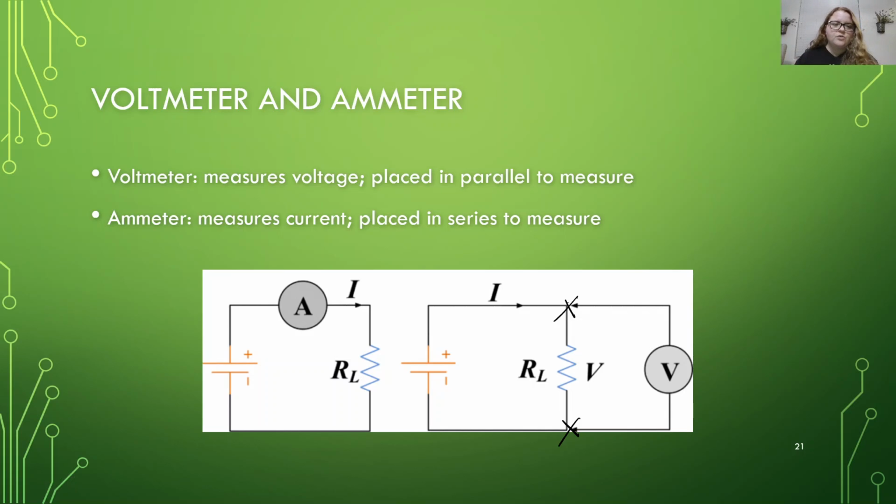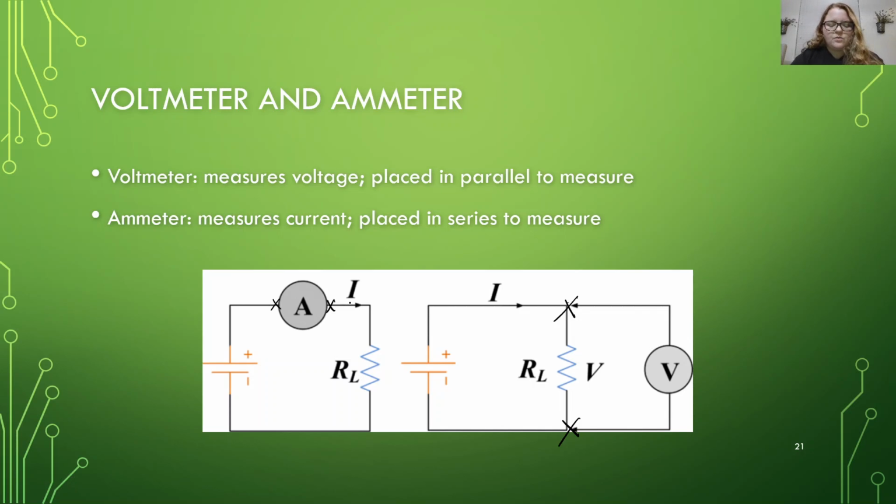The ammeter will measure current, okay? And with that, you want to place it in series to measure. So you insert it so that the current will just flow right on through it.